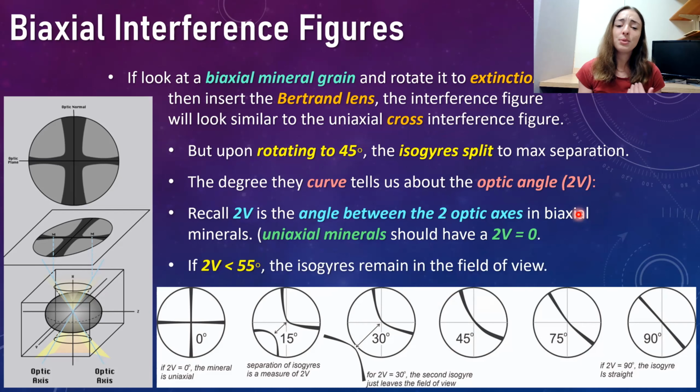And a general rule of thumb is that if your 2V angle is less than about 55 degrees, your isogyres will remain in the field of view if you start at the extinction position of the mineral grain, insert the Bertrand lens, and rotate it 45 degrees. However, if it's over 55 degrees, you're not going to be able to see both isogyres in the field of view at that orientation or rotation of your stage.